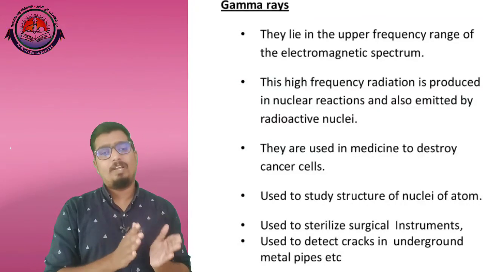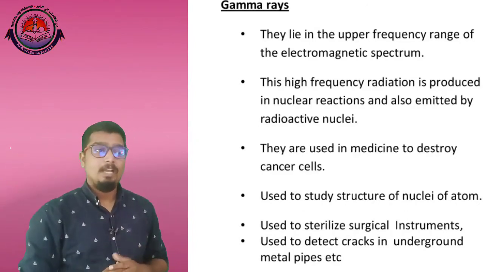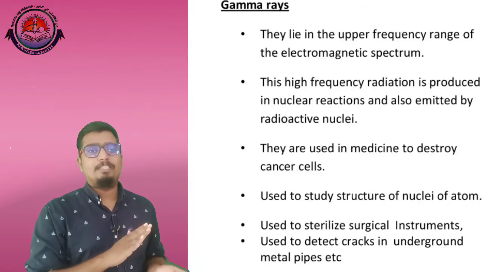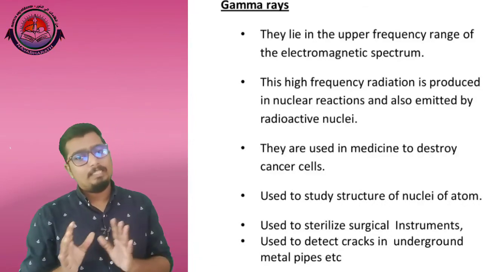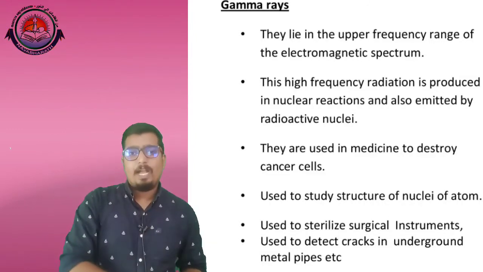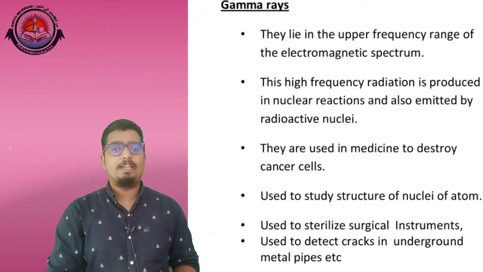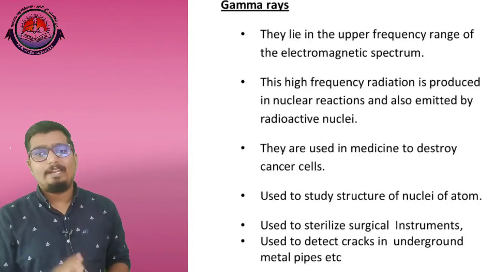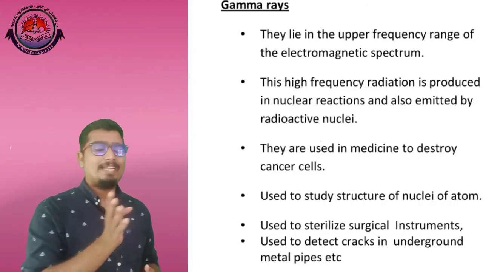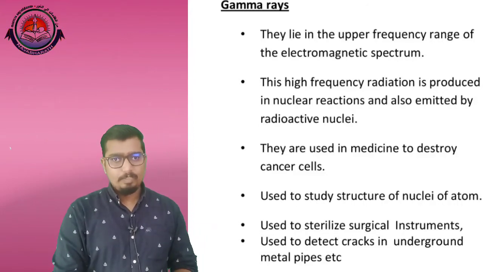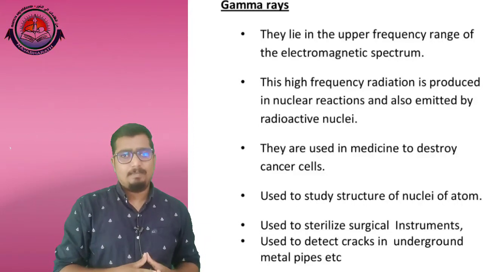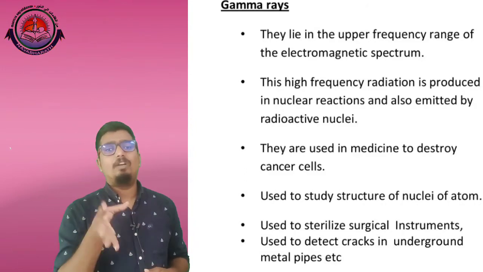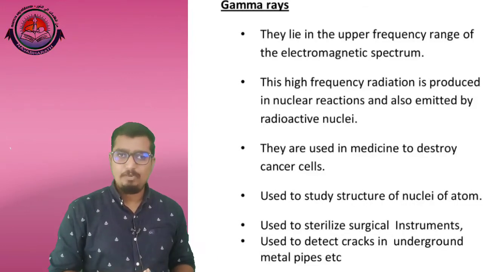In the case of gamma ray, the frequency range is very high. In the case of radio wave, the frequency range is very low, but in the case of gamma ray, it is very high. This high frequency radiation is produced in nuclear reactions and also emitted by radioactive nuclei.